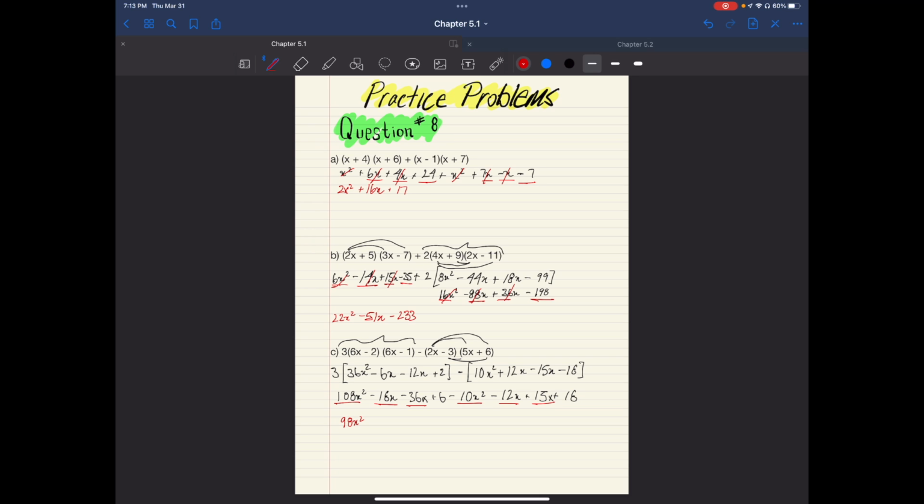Now, let's do this. We have 15 minus 12 minus 36 minus 18, negative 51. Negative 51x. And now just our constant terms. 18 and 6 is 24.